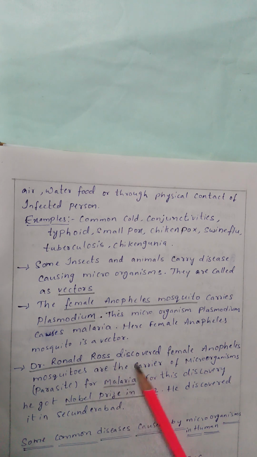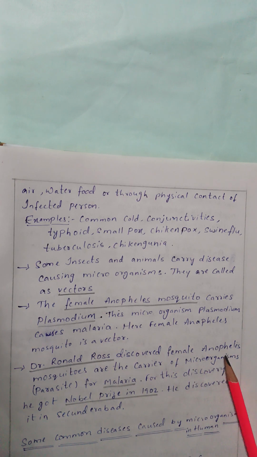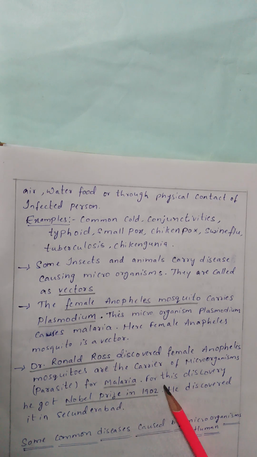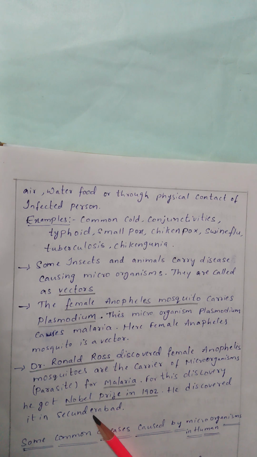Dr. Ronald Ross discovered that female Anopheles mosquitoes are the carriers of the microorganism for malaria. For this discovery, he got the Nobel Prize in 1902. He discovered it in Secunderabad.